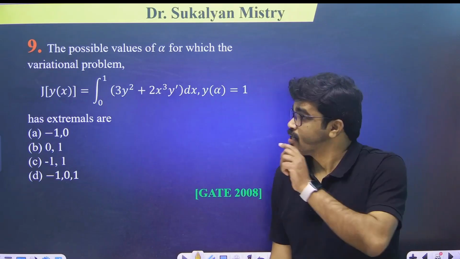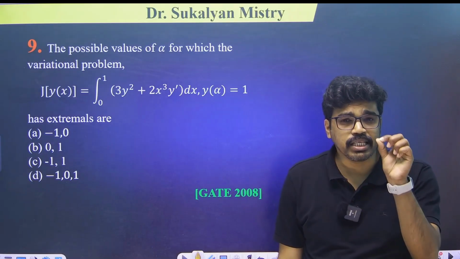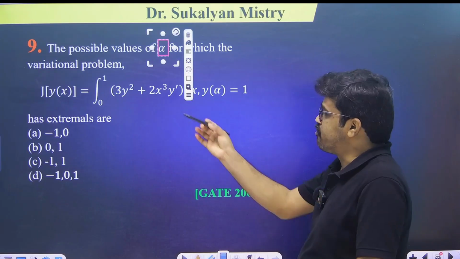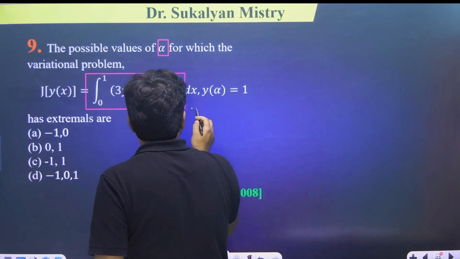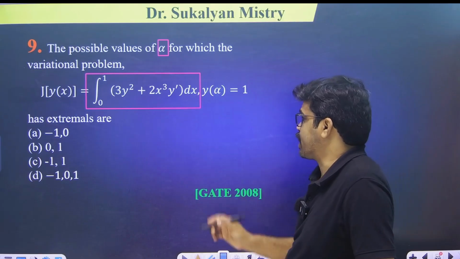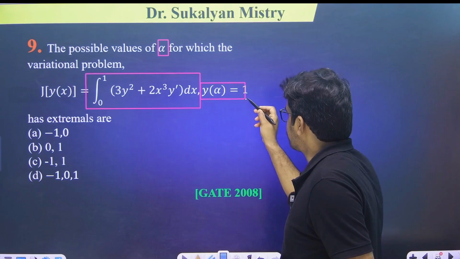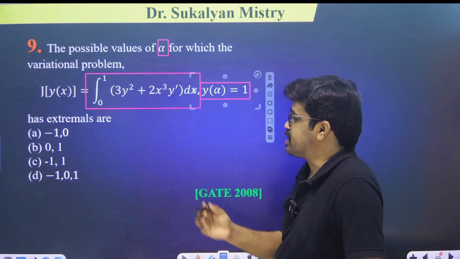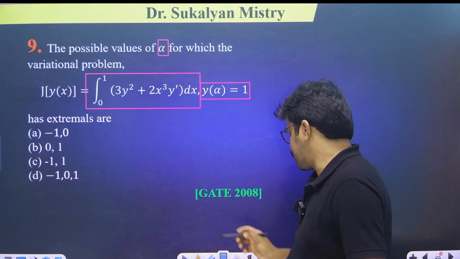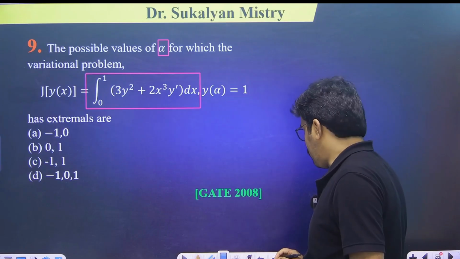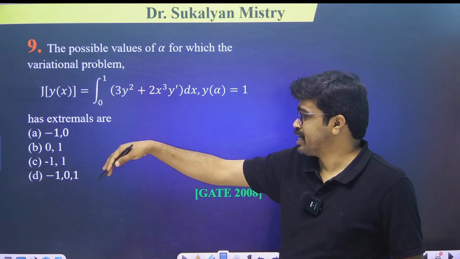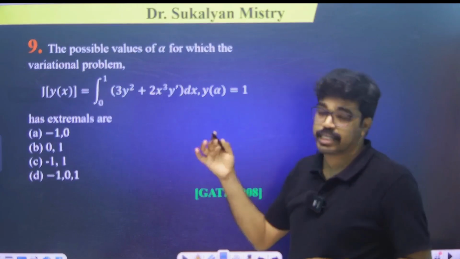It's very important. The possible values of alpha. We have to find the value of alpha for which the variational problem, integration 0 to 1 of 3y square plus 2x cube y dash dx, with the boundary condition y(alpha) is equal to 1, has extremals. So basically we have to find the value of alpha for the following functional. It is given that it has an extremal, that is the solution satisfies the boundary conditions.